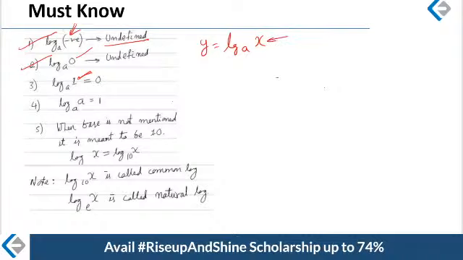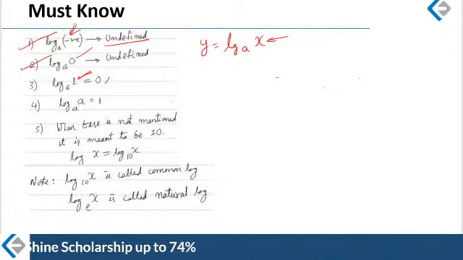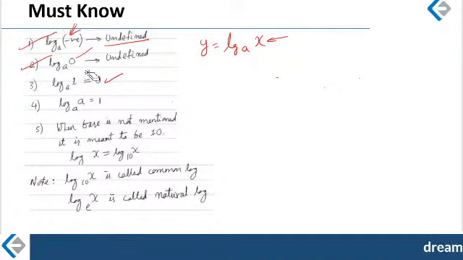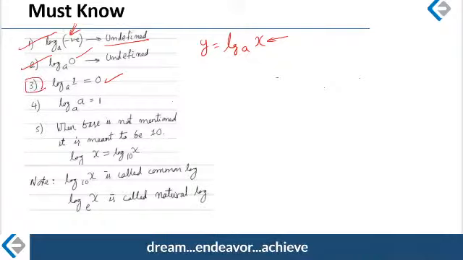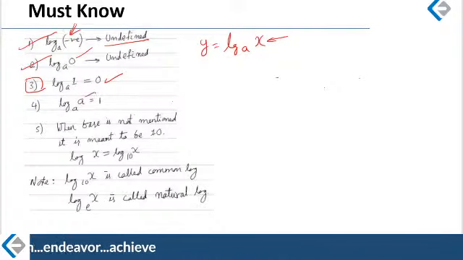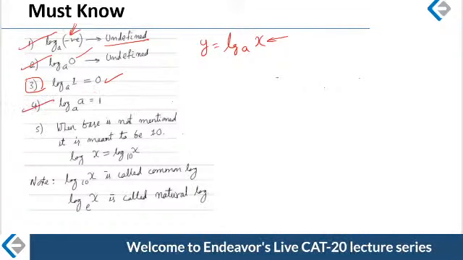But if I give X is equal to 1, what do I get? The output becomes 0. If you put X is equal to 1 and A is any positive real number other than 1, it becomes 0. This is one result we should remember. All the must know factors: remember log A to the base A. What if the value of X becomes A? Log A to the base A becomes how much? 1. Log A to the base A becomes 1. These are the must know factors.